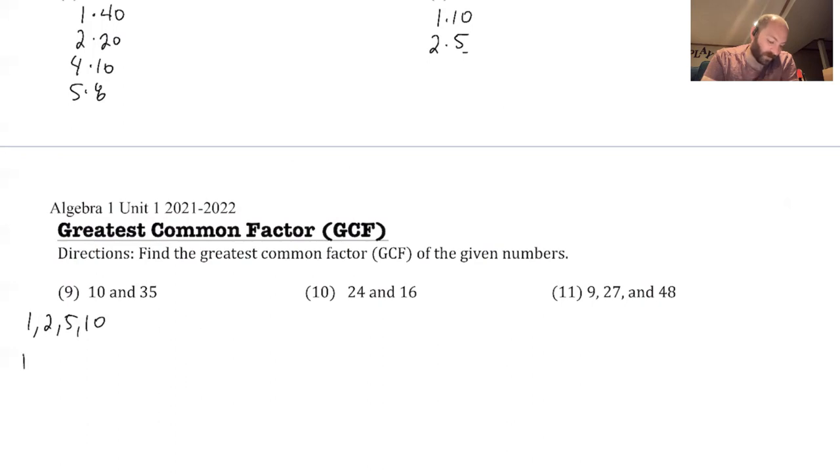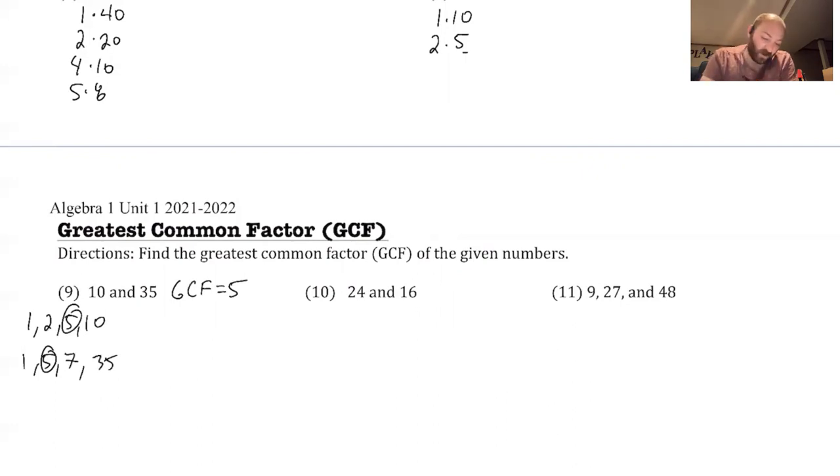For 35, there's 1 and 35, then 2, 3, 4, 5 times 7, and that gives me 35. So these are all the factors of 35. Fives are common. So the greatest common factor here, yeah, I don't like the order of that. So the GCF of these two is 5.